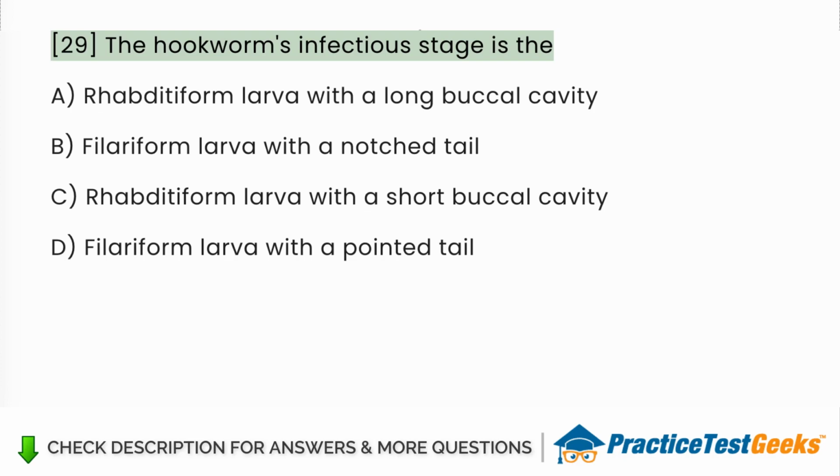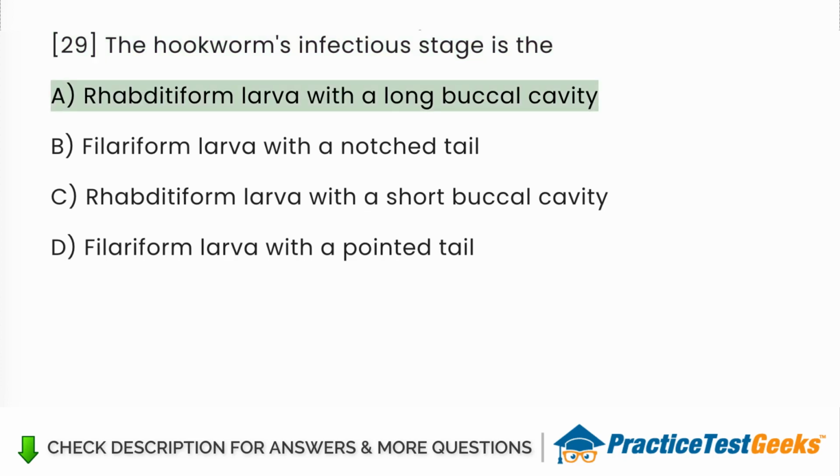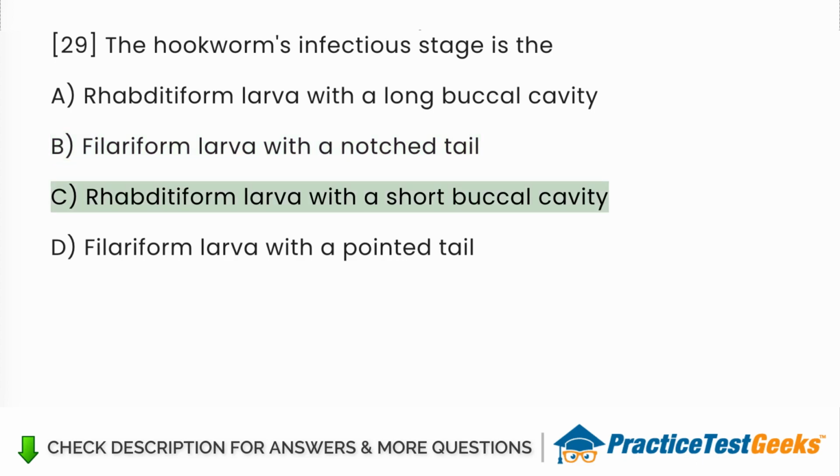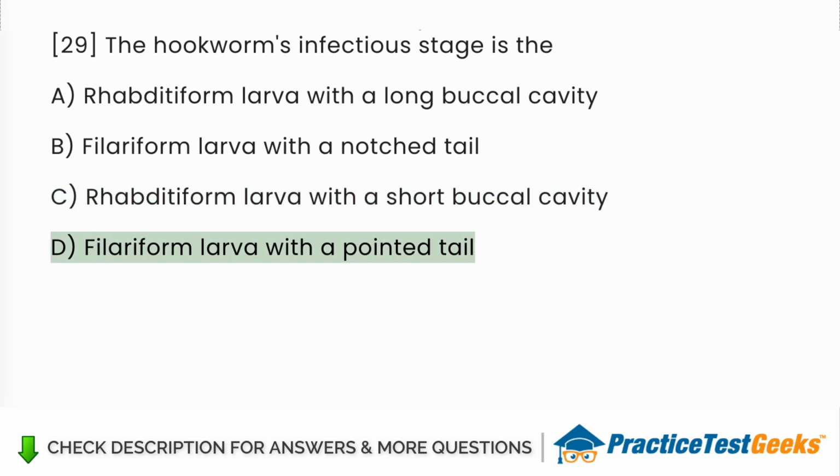The hookworm's infectious stage is the A. Rhabdidiform larva with a long buccal cavity. B. Filariform larva with a notched tail. C. Rhabdidiform larva with a short buccal cavity. D. Filariform larva with a pointed tail.